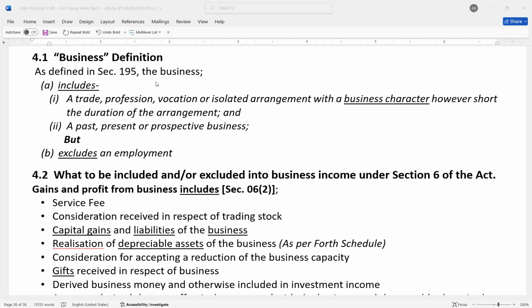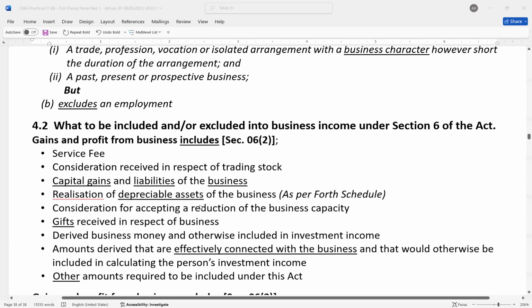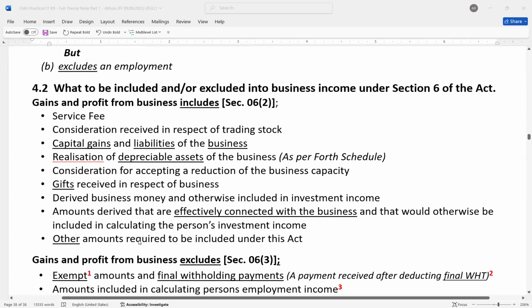That day we discussed the definition of business, the speciality of the definition of business. To be a business, it has to have a business character. If there's no business character, that means there's no business. To be a business, the business character is so important. Then that business may be the current business, past business, or future business. Then generally it says these things are to be included.